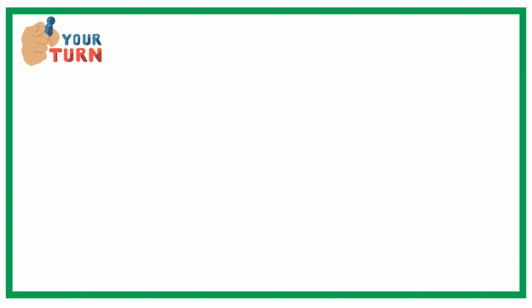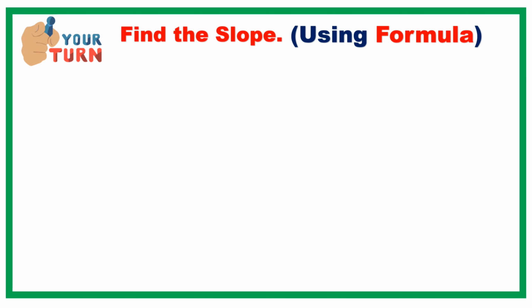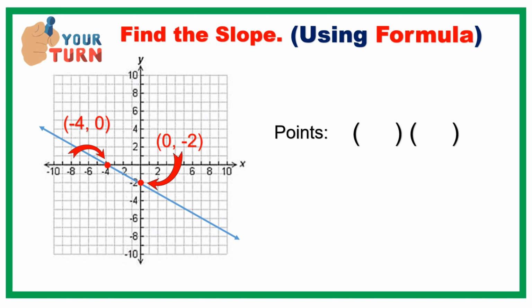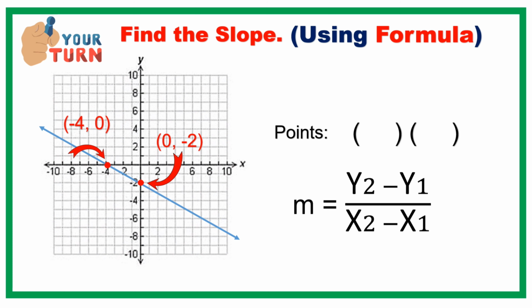Your turn to find the slope using the formula. Here is our graph with the line and the coordinates (-4, 0) and (0, -2). We are going to solve this using the formula. The points and the formula. You have 20 seconds to answer this.